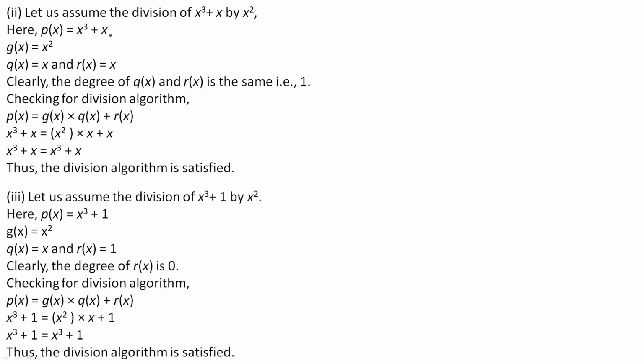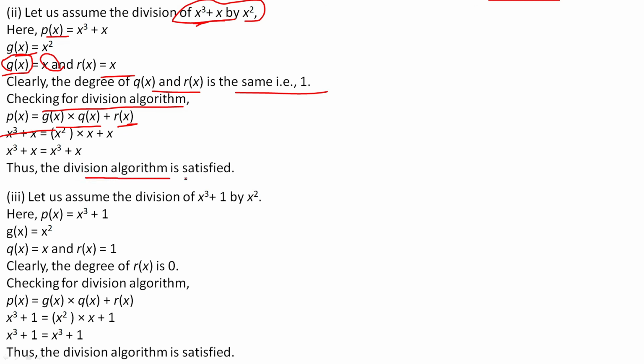Let us assume another example in the same way. We are going to divide x power 3 plus x by x square. When you divide these two, this is p of x, g of x, and you will get the quotient q of x, which means quotient, x. Remainder also we are getting x. Clearly the degree of q of x and r of x is the same, 1. Checking for division algorithm, you know p of x is equal to g of x into q of x plus r of x. Applying this, the division algorithm is satisfied.